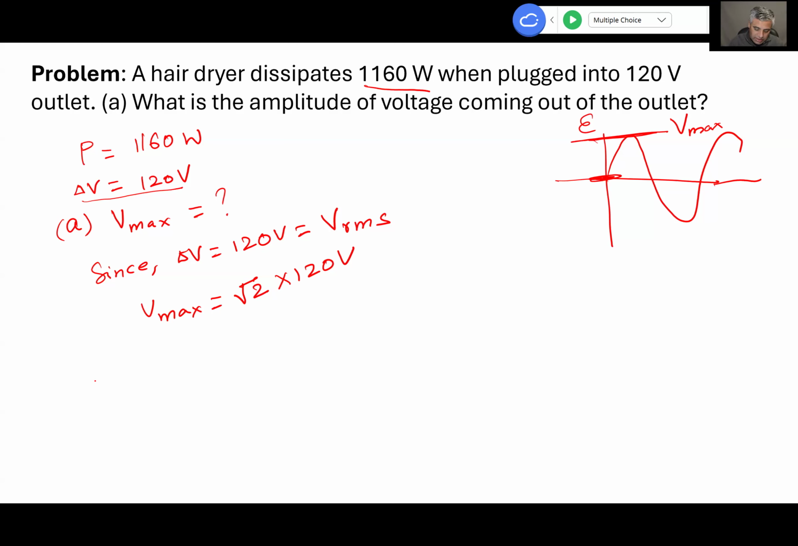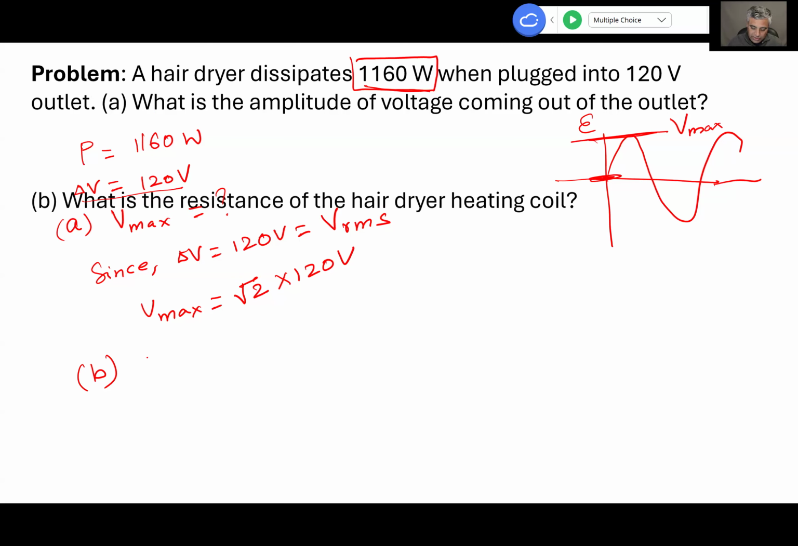Now B says, what is the resistance of the hair dryer heating coil? Okay, so way larger power than a light bulb, right? In the light bulb, it was like 140 ohms when it was 100 watts. So it better be a way smaller resistance. So it's asking us, where is that question? Now, looks like I need to get rid of this. Hopefully you have this now.